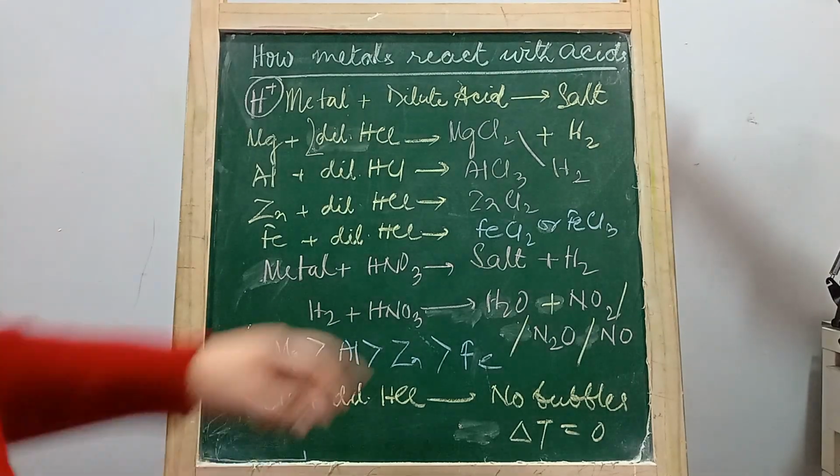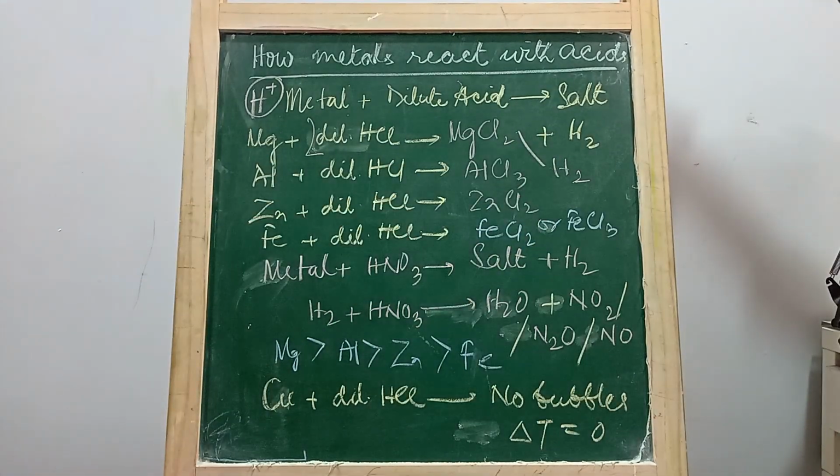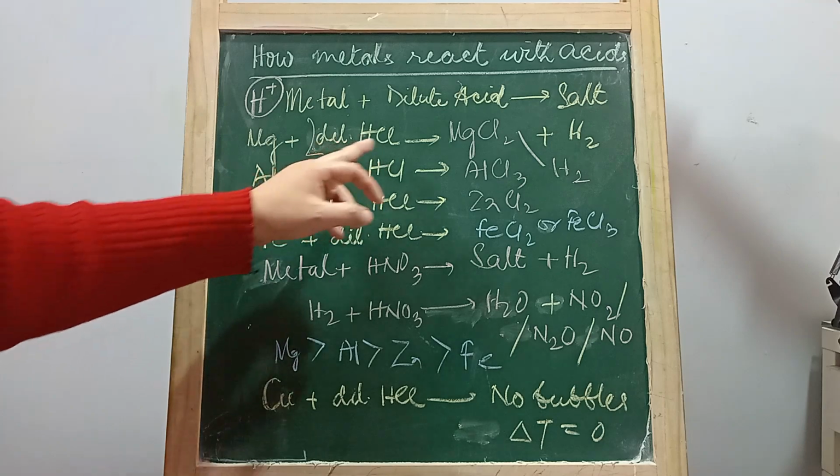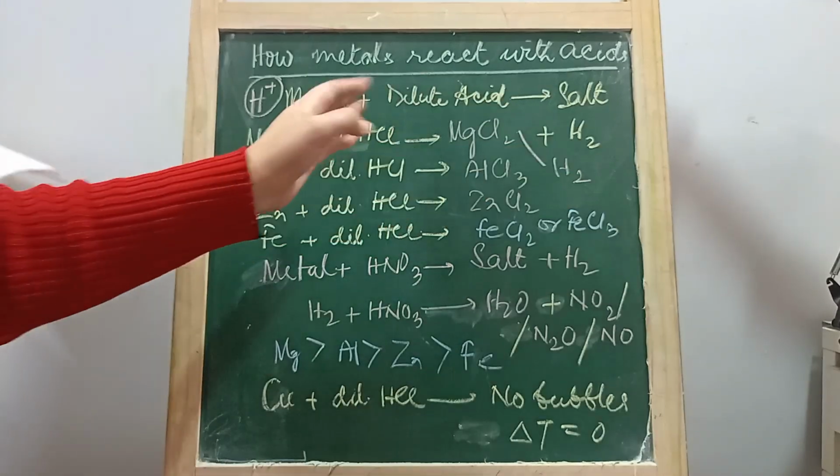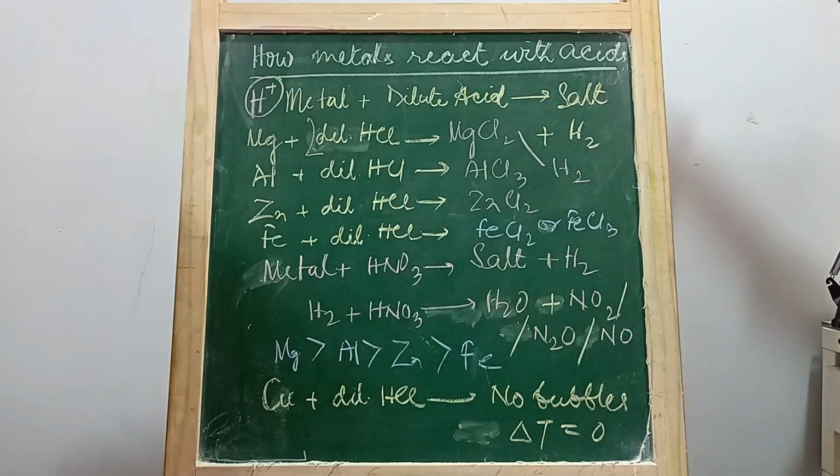In that way, you have balanced the hydrogen atoms. In doing so, the number of chlorine atoms will be 2. So there are 2 chlorine atoms on the right side and 2 chlorine atoms on the left side.